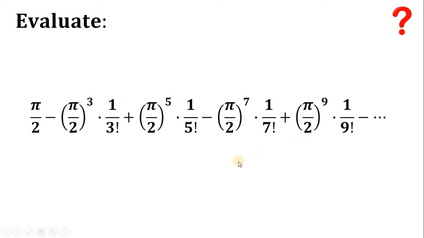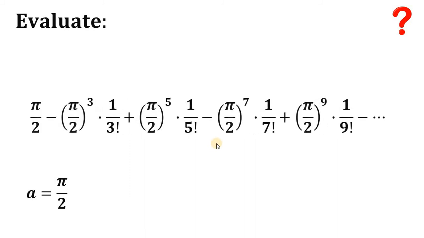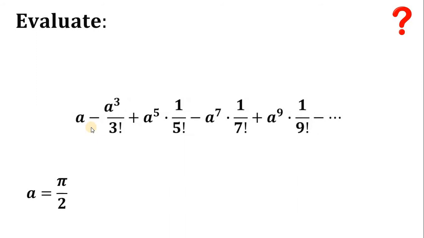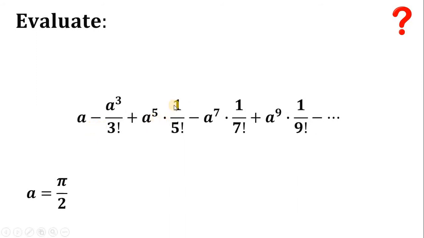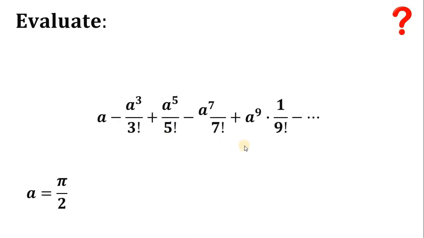And now, take note that we have a common term of pi over 2. So, to make this series more simple, let's use another variable. So, let's call this pi over 2 as a. Therefore, we can replace all pi over 2 with the variable a, like this. Alright? Now, a raised to 3 times 1 over 3 factorial can be written as a cubed over 3 factorial. A raised to the fifth power times 1 over 5 factorial can be written as a raised to the fifth power over 5 factorial, and so on and so forth.